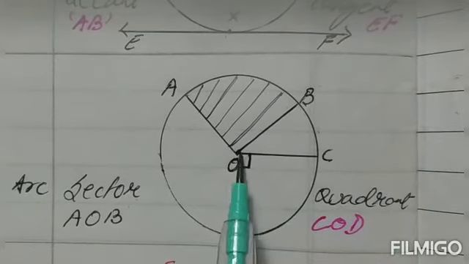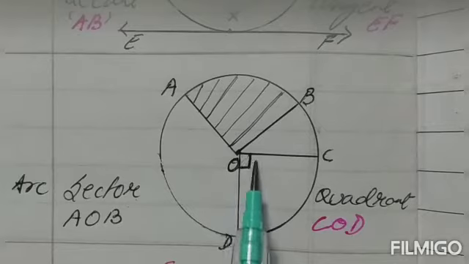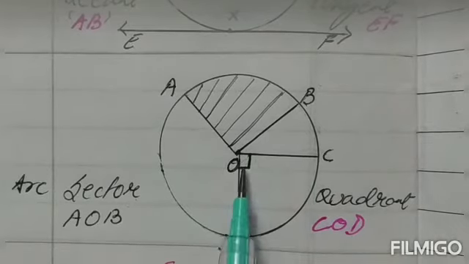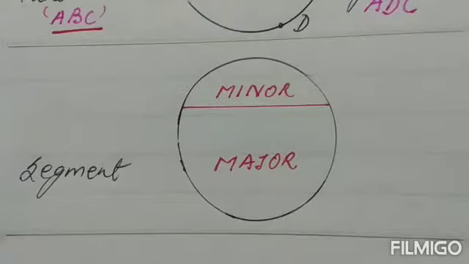Now look at this, children. This also looks like a piece of pizza, but over here it is a 90 degree angle between the two radii. OD and OC form a 90 degree angle. Then COD is not termed as a sector, it is termed as a quadrant.